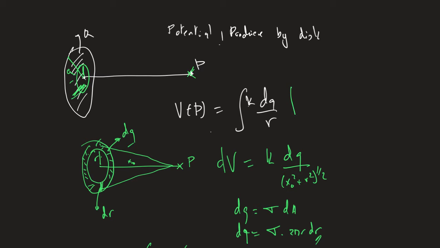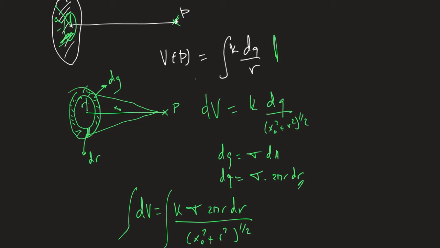What equation will we use? This equation. Why this equation? Because the disk is a finite object, and we can use it. So the potential will be k times dq, so the small potential produced.